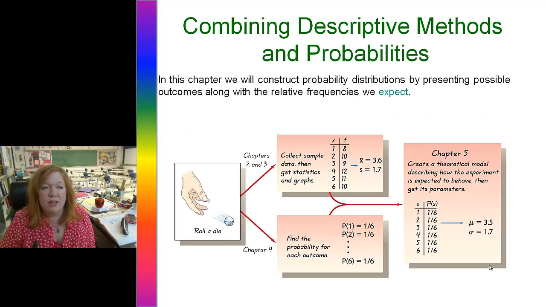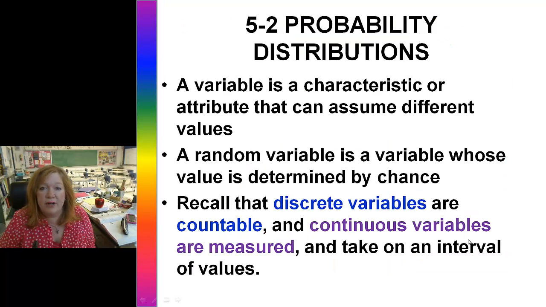This is what we've done so far, and I thought this was a good summary. First off, conduct experiments, gather data, and then put them in frequency distributions and different types of charts. Find the probability of each outcome, and then you can make a probability distribution, which is what we're doing here. So let's get going. A variable is a characteristic or attribute that can assume different values, and a random variable is one of those that can be determined by chance. Discrete variables can be counted, like how many students are in a class. Continuous variables are measured, like how tall each student is, because there's an interval of values.